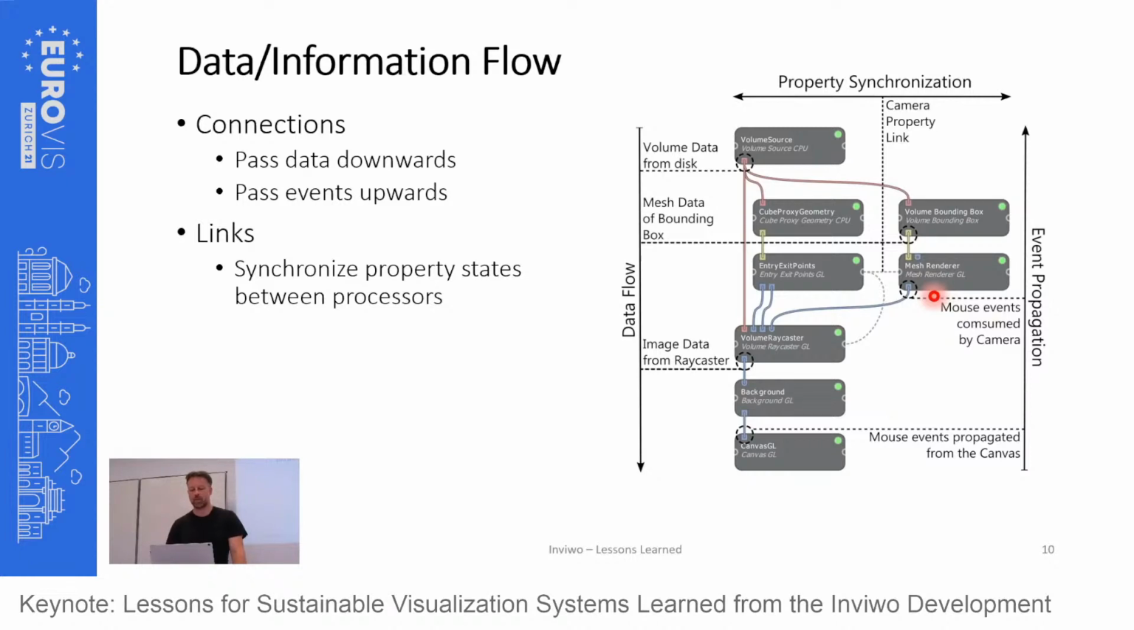And then we also wanted an orthogonal scheme to this, to synchronize properties. Properties define the states of a processor, and they can be synchronized by linking these processors and specific properties. This is done before actually evaluating or sending the data through the graph.